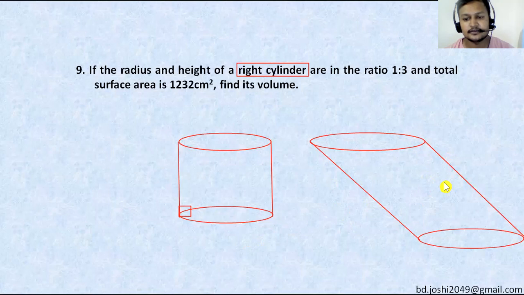This is also a cylinder, the other one too, but we are not discussing this second type of cylinder. And this first type of cylinder is called a right cylinder.